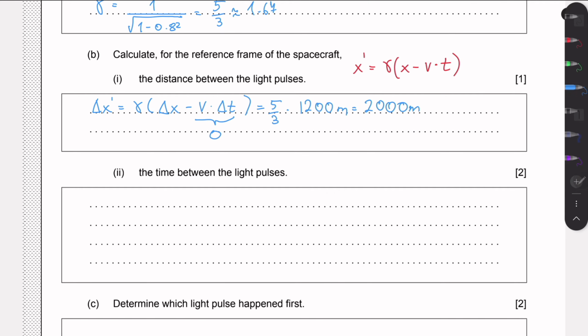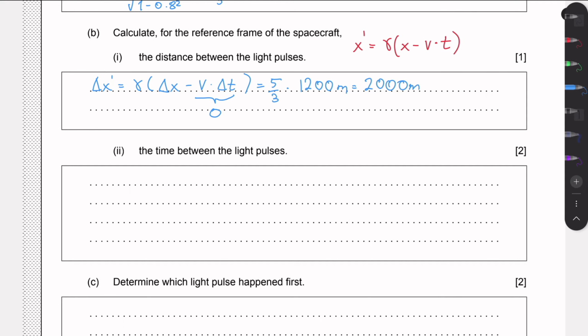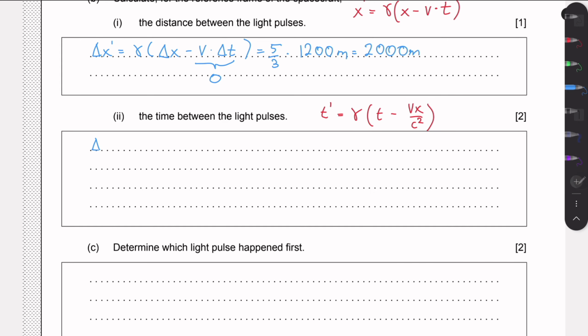And then we need to calculate the time between the light pulses as well for the reference frame of the spacecraft. And we have a very similar formula in our data booklet. This is the gamma factor times the time minus vx over c squared. Again, we want to find the difference in the time, so we can just put in deltas everywhere. So we'll have that the change in the spacecraft's reference frame time is equal to the gamma factor times delta t in the space station reference frame minus v over c squared times delta x.